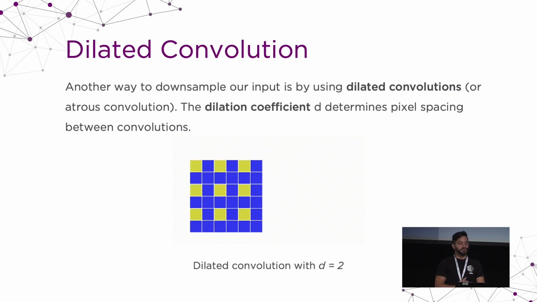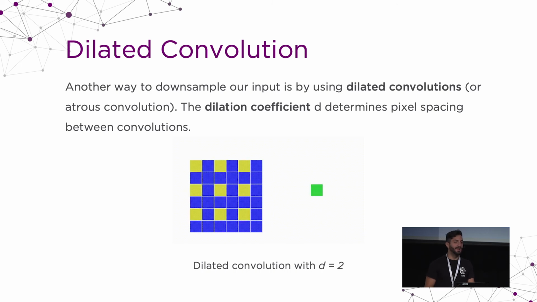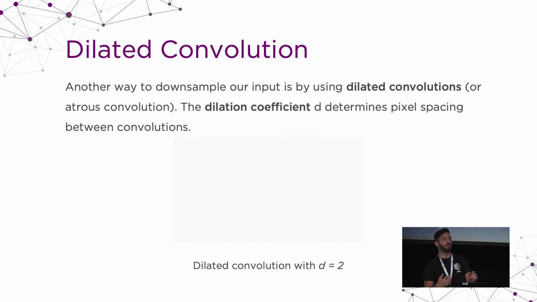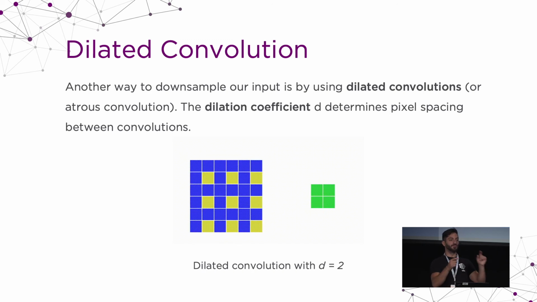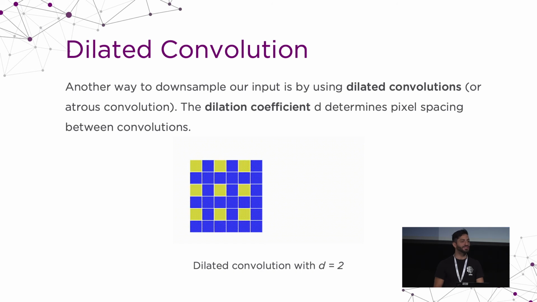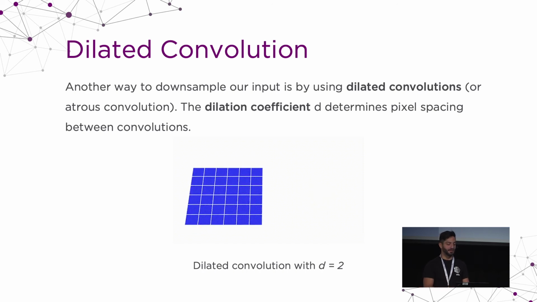Another way to downsample our input is by using something called dilated convolutions. They're also called atrous convolutions, and the reason is kind of funny. They were first proposed by French authors, who called them convolutions à trous, meaning holes, and this was translated as atrous convolutions. I believe in Keras, if you look at the documentation, they're called atrous convolutions. It's the same thing as dilated convolution.